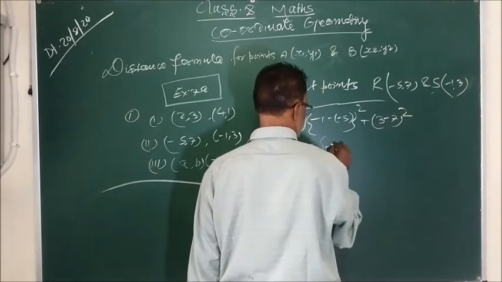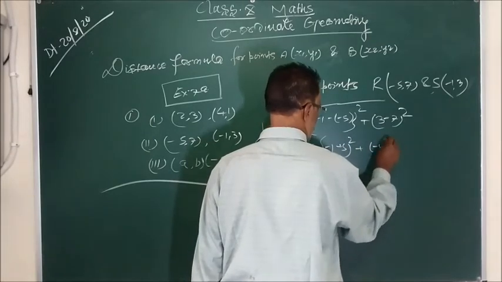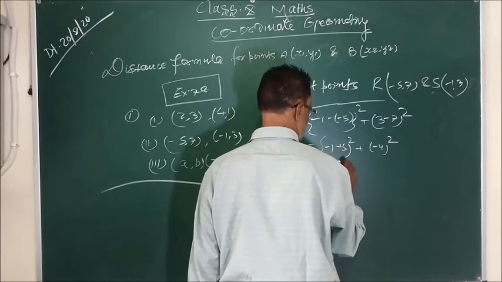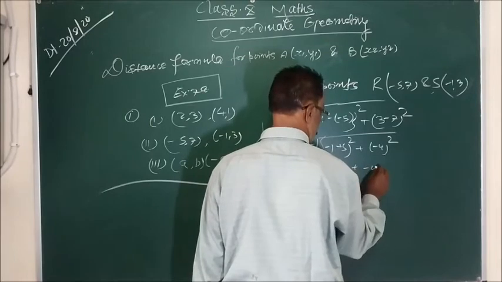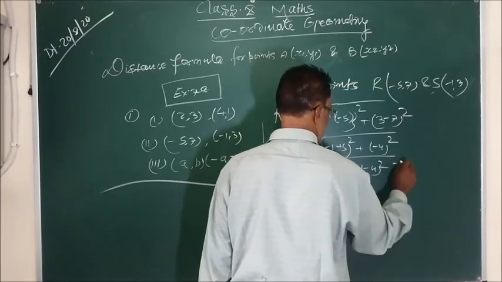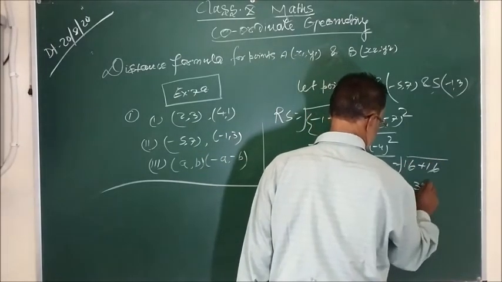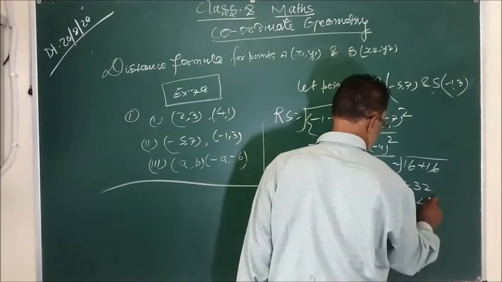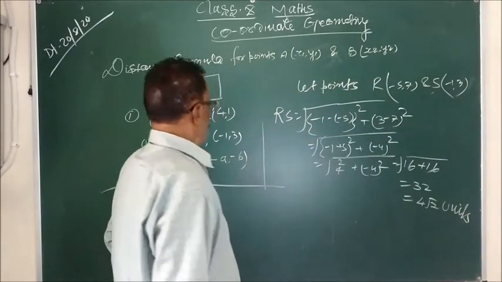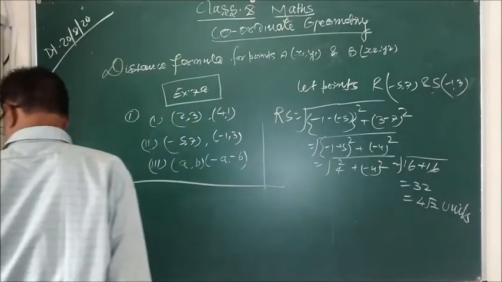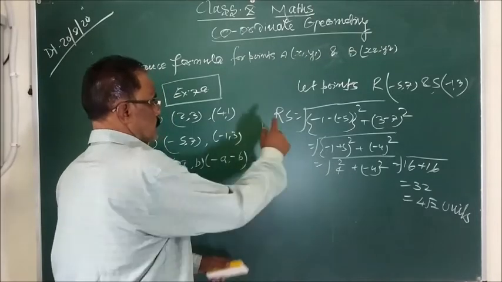So this will be -1 plus 5 whole square and this will be -4 whole square. This will be 4 whole square and this will be -4 whole square. This will be 16 plus 16, 32, and if you find the simplest form you will get 4 root 2. This is the solution. So in the distance formula you will be given 2 points and you use this formula.